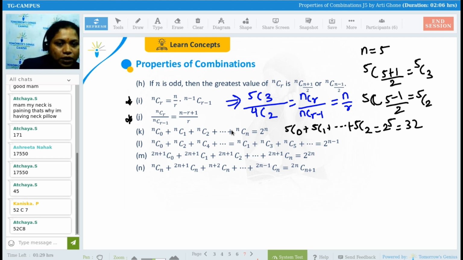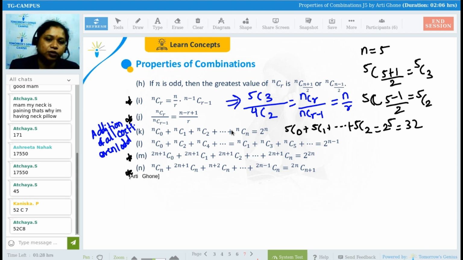This property is named the addition of all coefficients. Okay, these are called the coefficients. The addition of even combinations or odd combinations have the same answer, 2 raised to power n minus 1. Okay, this is the addition of even or odd particularly. Clear? Okay, and these are some results proved with that. These are again optional things if you want to remember. These are completely optional. Clear?